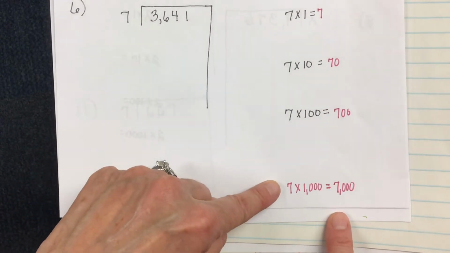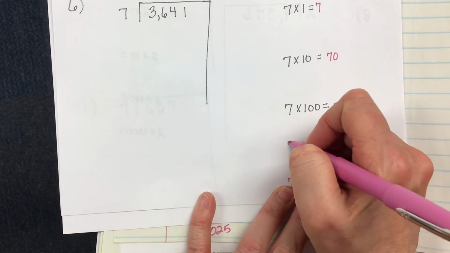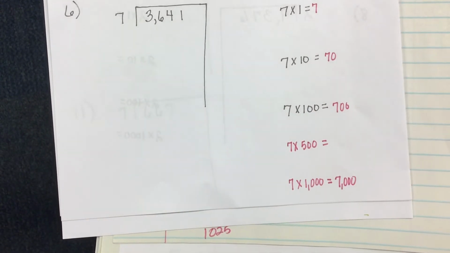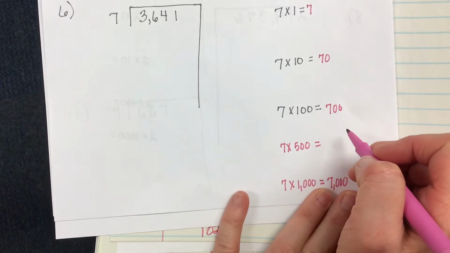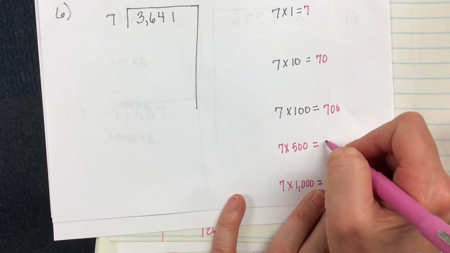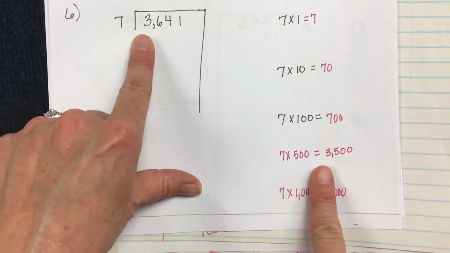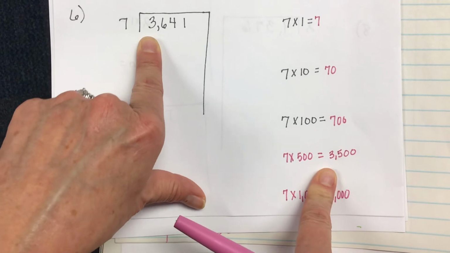So let's do like we did before and go halfway between 100 and 1,000 and do 7 times 500. What is 7 times 500? Ryan. 3,500. Very good. 7 times 5 is 35. Add your 2 zeros. Can I subtract 3,500? Yes. And that's pretty close.